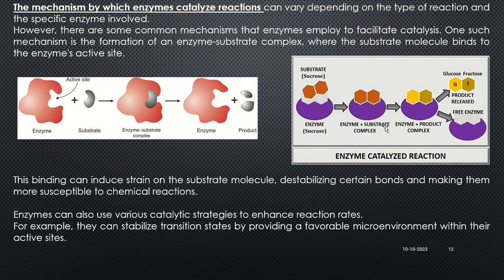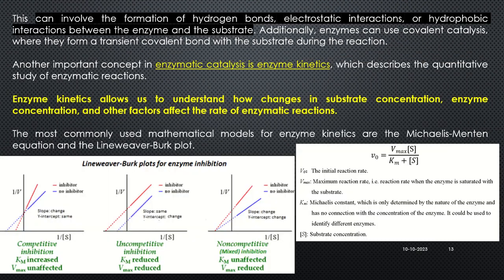This binding can induce a strain on the substrate molecules, destabilizing certain bonds and making them more susceptible to chemical reactions. Enzymes can also use various catalytic strategies to enhance the rate of reactions. For example, they can stabilize a transition state by providing a favorable microenvironment within their active site. As I said, this kidney like structure. So this is the mechanism by which the enzyme catalyzed reaction is happening.